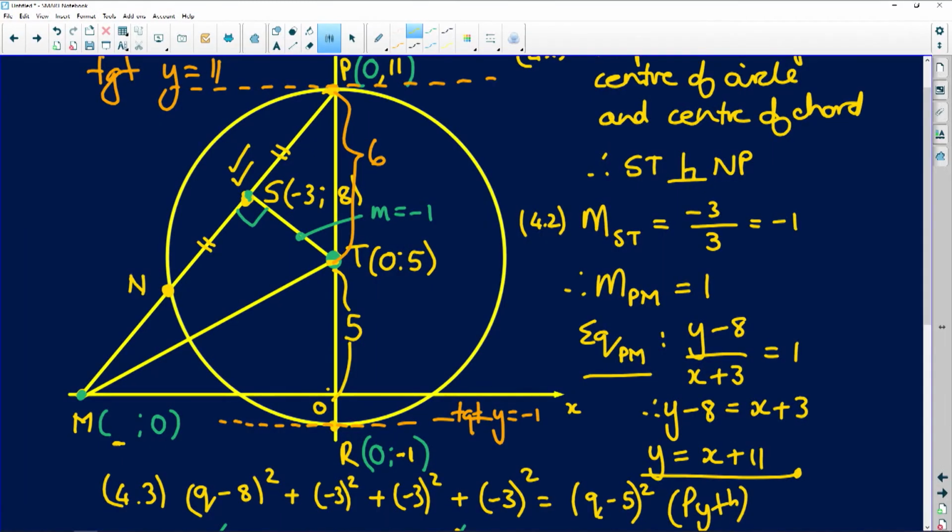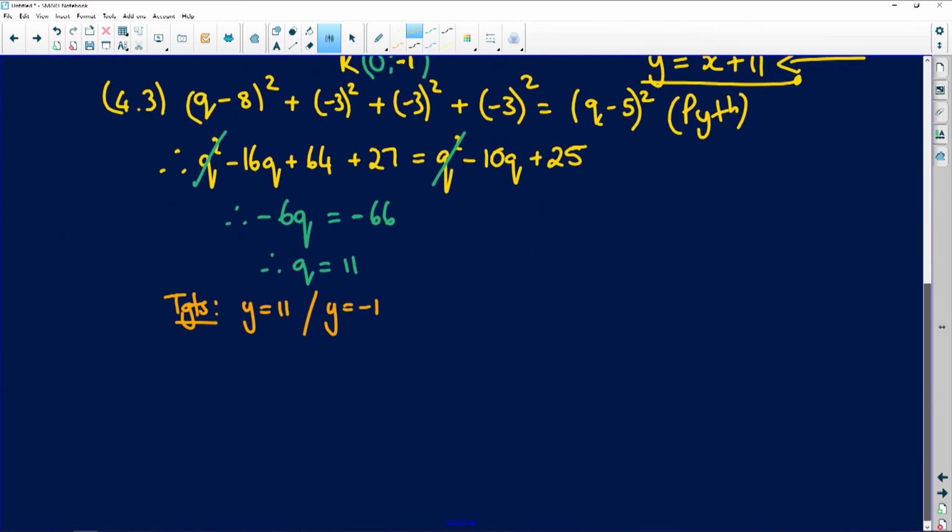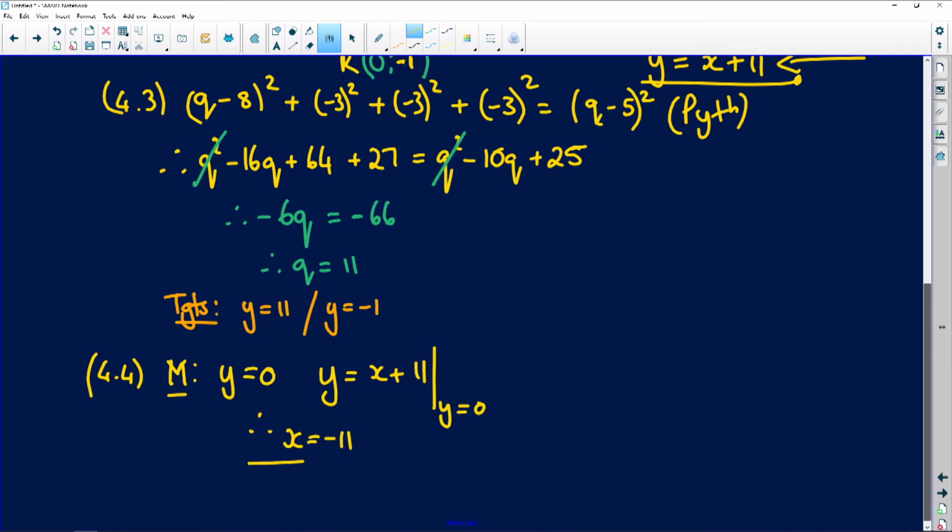So let's go back to the MP equation. It was over here, remember? y equals x plus 11. So for the coordinates of M, we first have to make y equal to 0. Where do we do it? We do it at y equals x plus 11. And folks, you see, if y becomes 0 there, we can see that x will be negative 11.